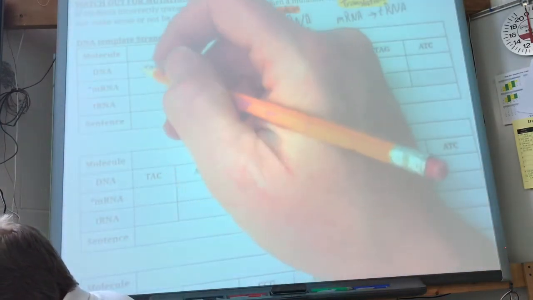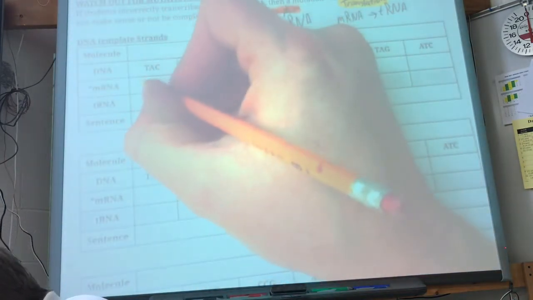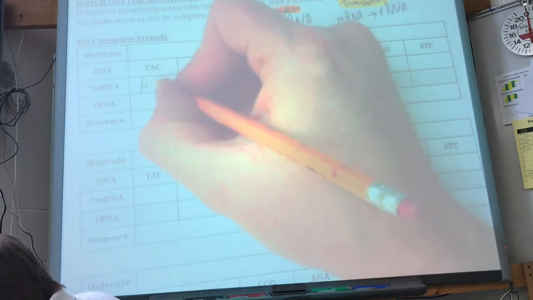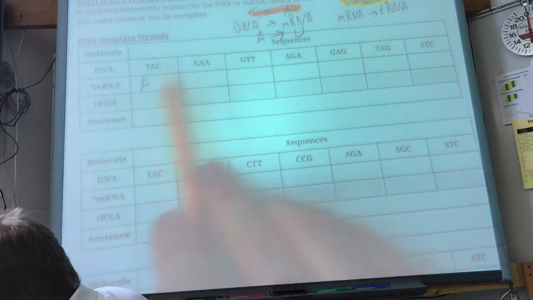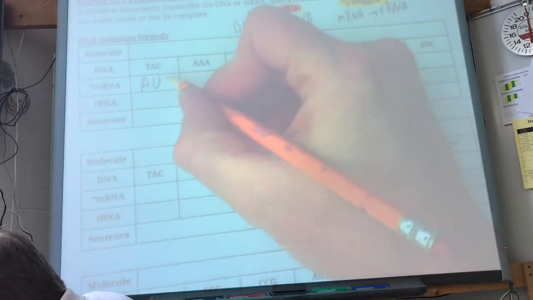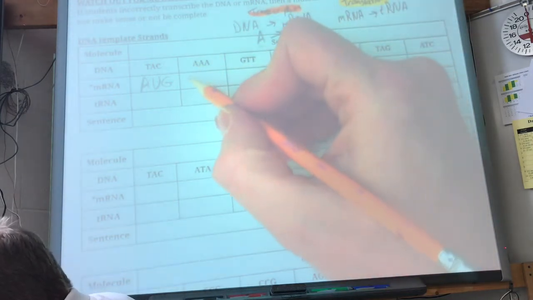So we're following complementary base pairing still. For every T, there's an A. For every A, there's a T. Which would be true if we were going from DNA to DNA, absolutely. But because we're going from DNA to RNA, for every A now there's a U. For every C, there's a G.